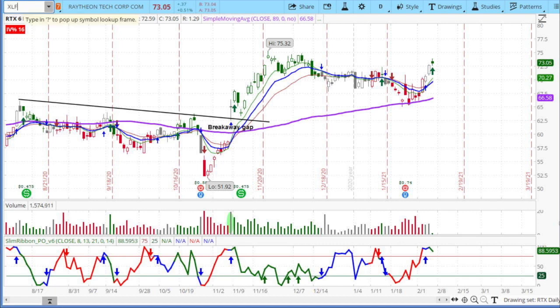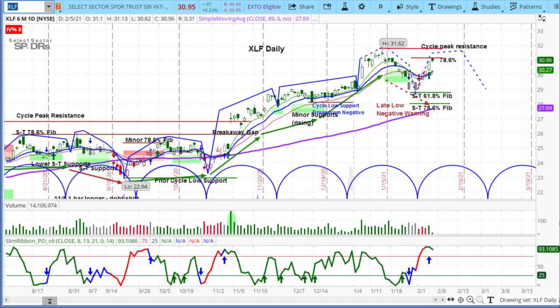It even works in the ETFs. Take a look here as we look at the breakaway gap in XLF.